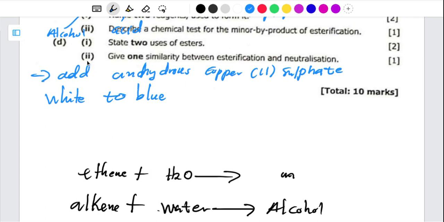Roman numeral number 2 is saying give one similarity between esterification and neutralization. So you know that under neutralization, salt is produced and water, H2O. Under esterification, an ester is produced. We also have water being produced. So we can just say both esterification and neutralization produce water.